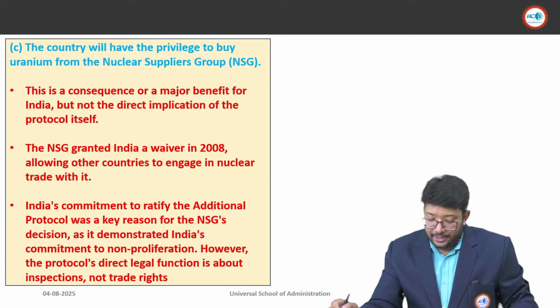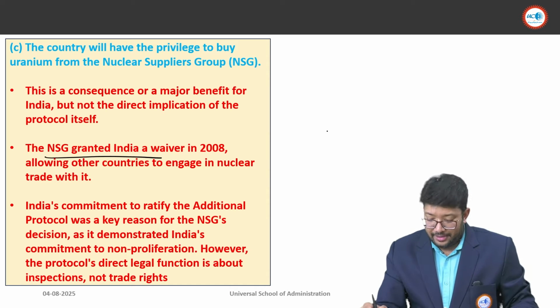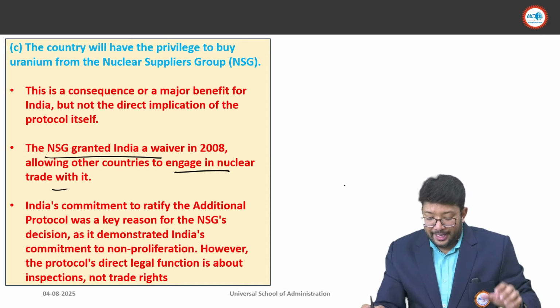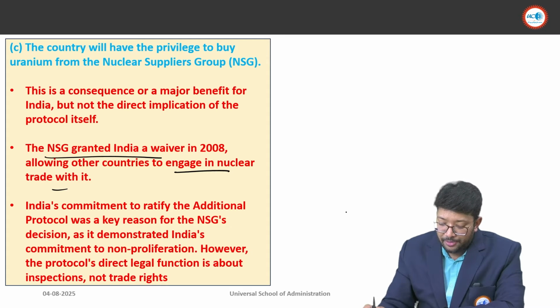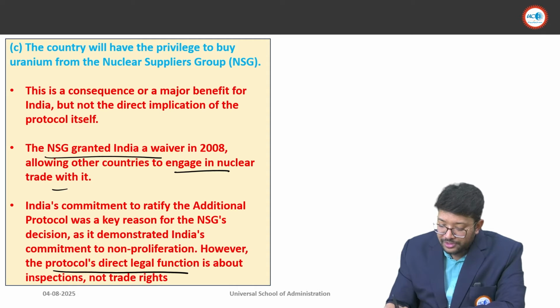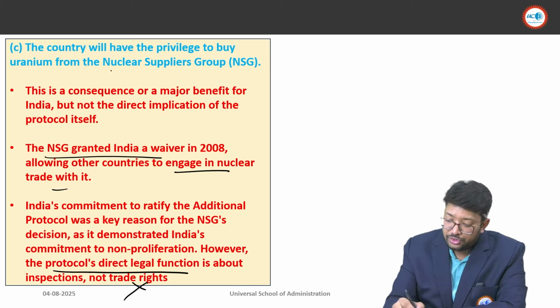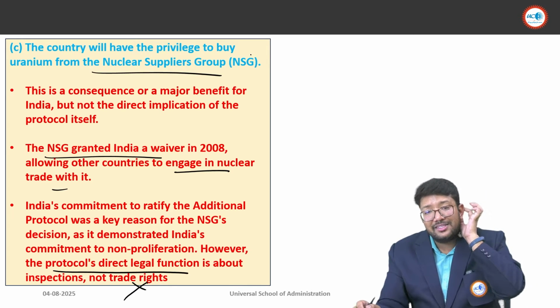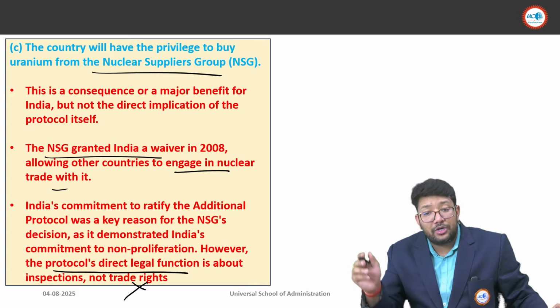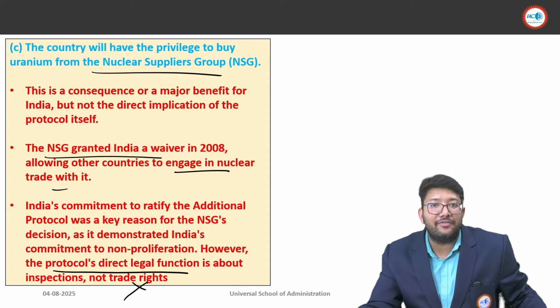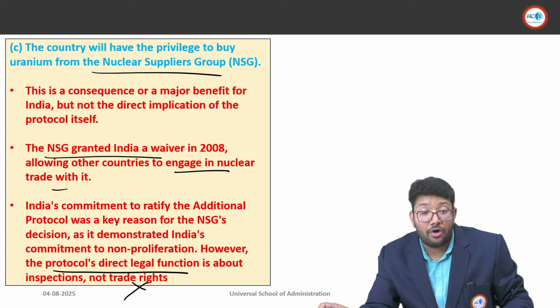Now, third option, the country will have the privilege to buy uranium from the Nuclear Suppliers Group. The NSG granted India a waiver in 2008 allowing other countries to engage in nuclear trade with it. India's commitment to ratify the Additional Protocol was a key reason for the NSG's decision, as it demonstrated India's commitment to non-proliferation. However, the protocol's direct legal function is about inspection, not trade rights. This is a consequence and a major benefit for India, but not the direct implication of the protocol itself. That's why C was the wrong option.